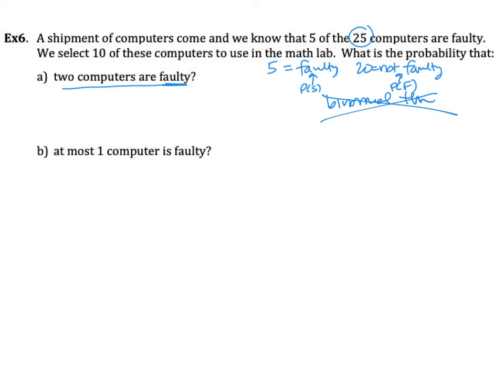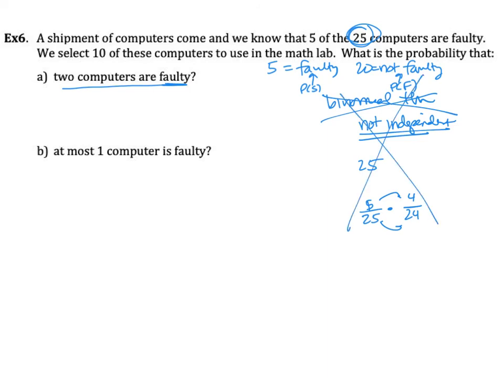Why? Because this example is not independent. If I take one computer out of my stack of 25 computers, maybe the first one I chose is faulty. So 5 out of the 25 are faulty. Now, what about my second one? I take a second computer. Well, I only have 24 computers left, and there are only 4 faulty ones. So this is a dependent event, and we cannot use the binomial theorem.